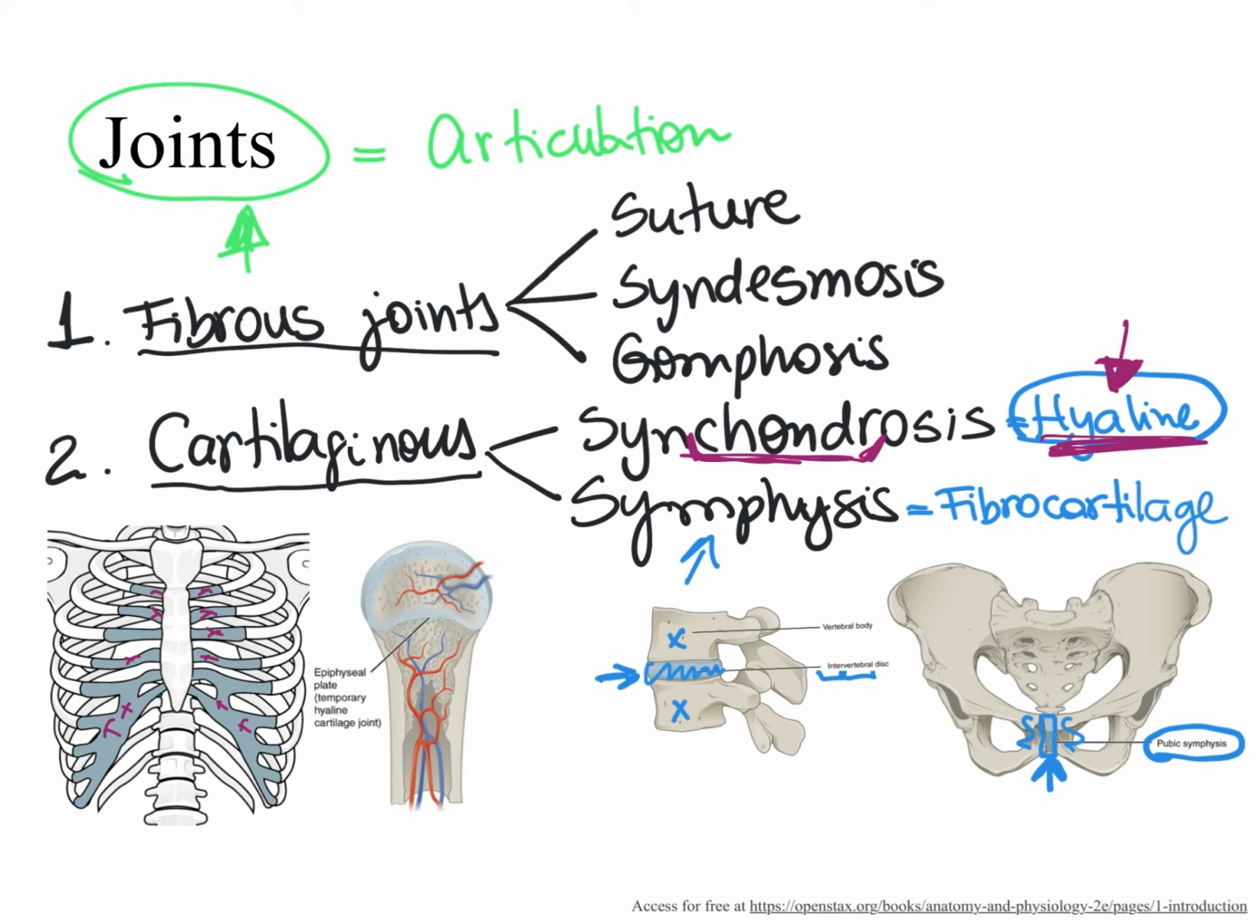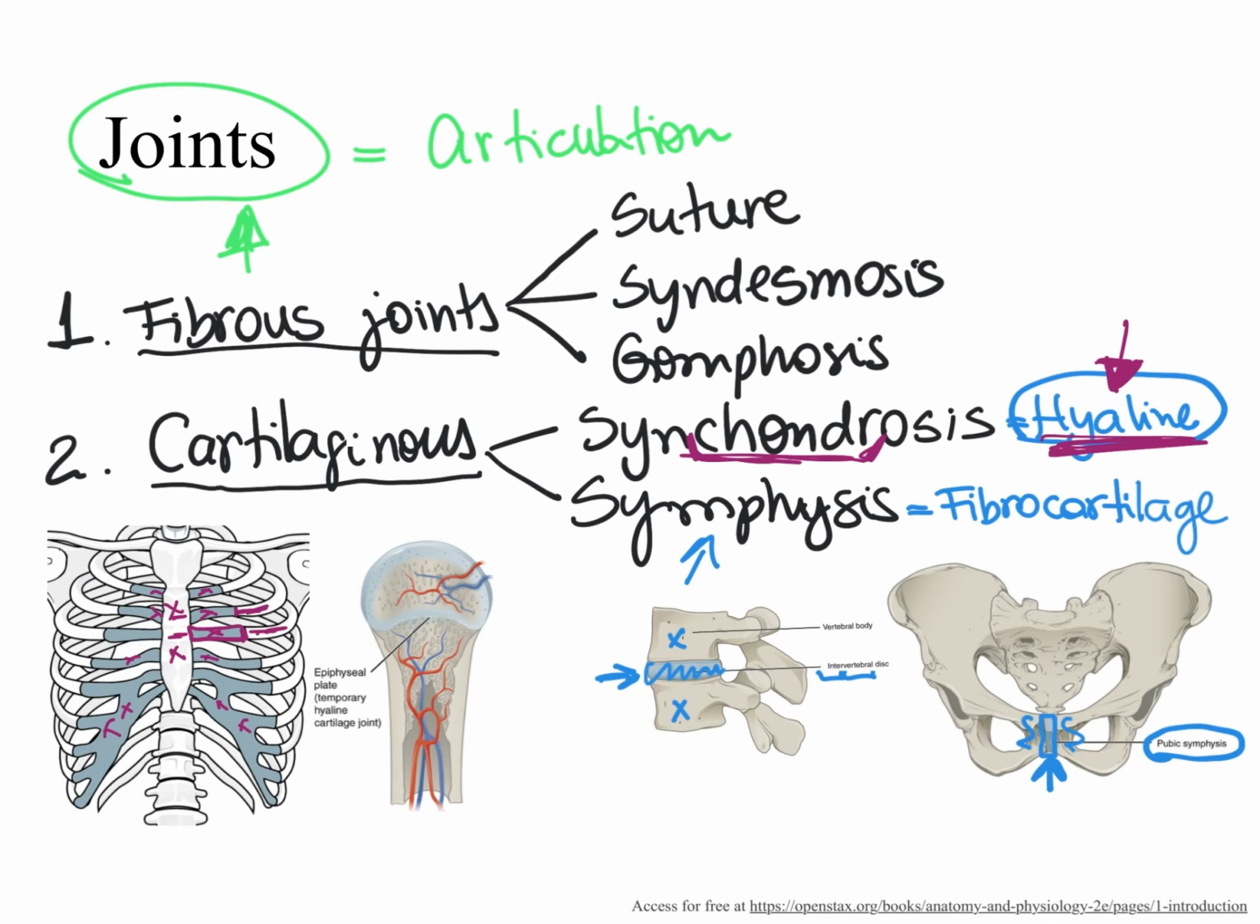And consequently, it is hyaline cartilage connecting your ribs to the sternum. So this joint then is made of cartilage, specifically hyaline cartilage between our ribs and the sternum is a synchondrosis cartilaginous joint.